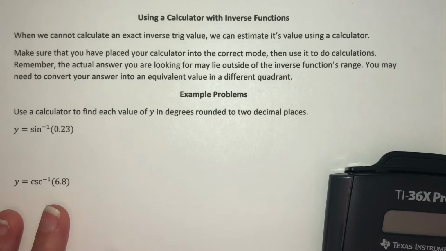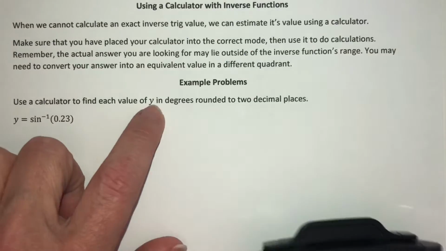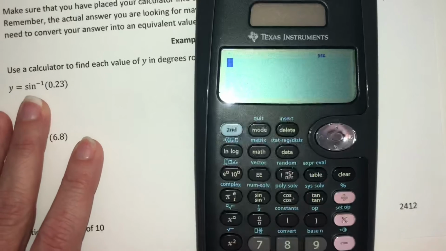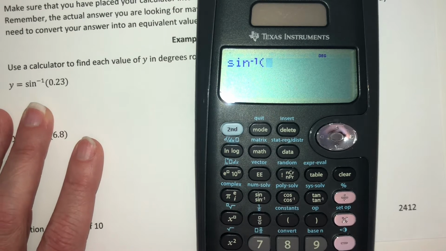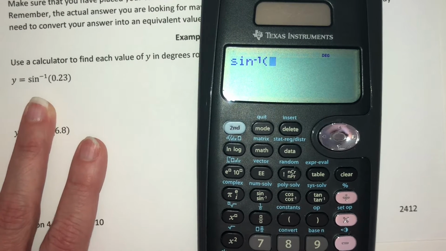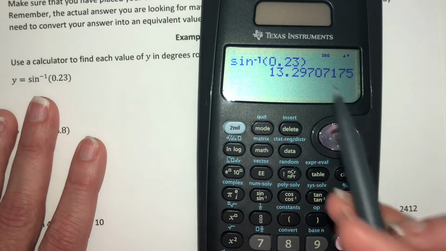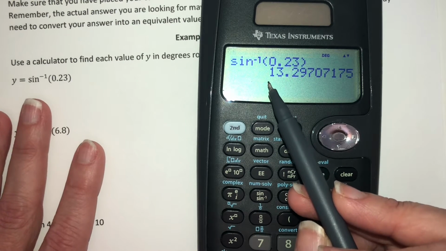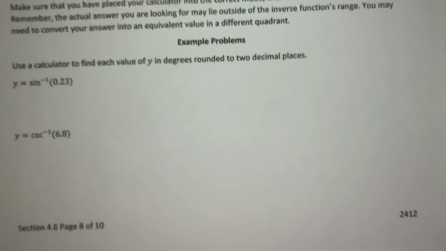Okay? So if I'm doing this and I'm asked to find the value of y in degrees to 2 decimal places, so I am in degrees. I want to find sine inverse. On a lot of these calculators, you'll either hit it twice to make it happen, or you'll hit second and then sine to get the inverse function, something like that. But you type it in here. We're asked to round to 2 decimal places, so this is approximately 13.30 degrees.